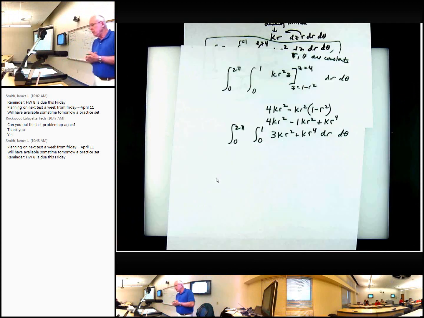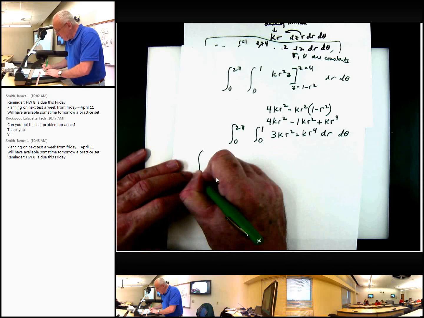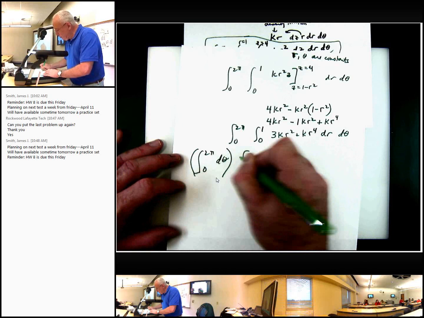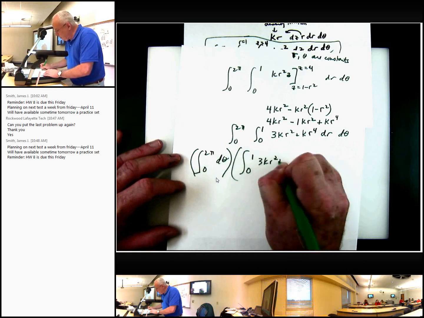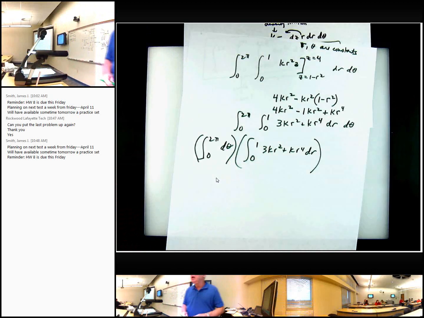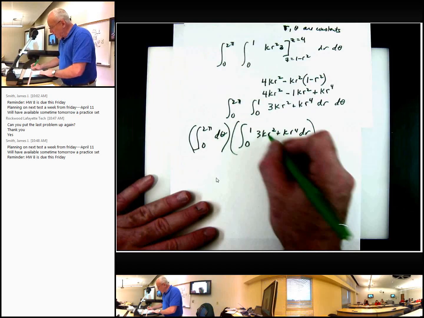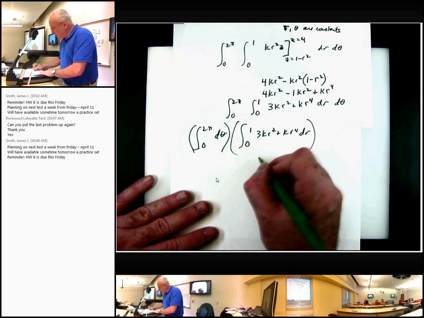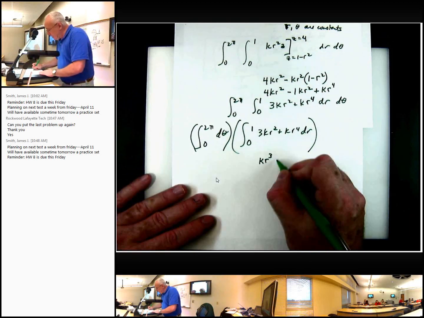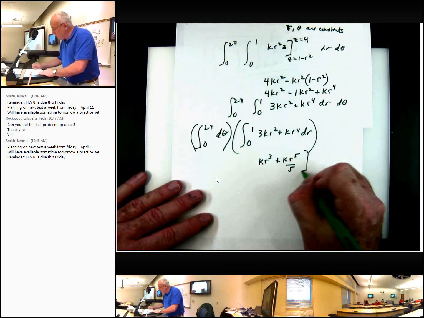All right. Again, I can separate this out as 0 to 2 pi d theta, and then 0 to 1, 3KR squared plus KR to the 4th dr. I don't have to do that, but I don't know, I'm going to. So we get the antiderivative now with respect to R, so that's going to be R to the 3rd over 3. So the first one's going to be KR to the 3rd, and then this is going to be plus KR to the 5 over 5, and then that's going to go from 0 to 1.